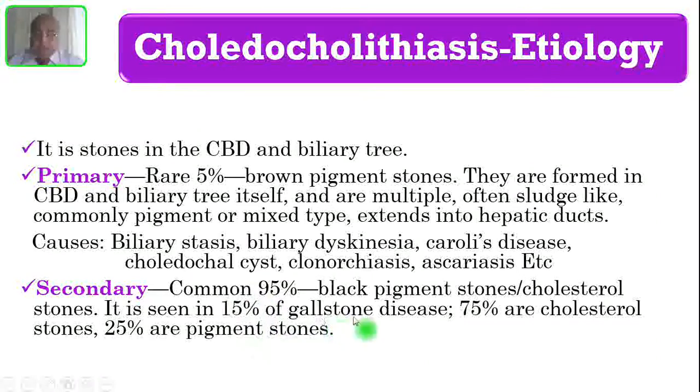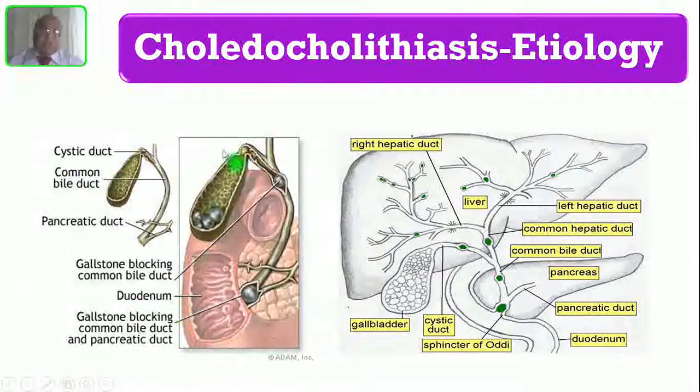15% of the gallstone patients will have common bile duct stone also. 75% of the CBD stones are cholesterol stone, whereas 25% are pigment stones. So here you are seeing two pictures. Here you are seeing the secondary type where you are having stone in the gallbladder as well as in the common bile duct. This is the proximal part of the common bile duct. This is the distal part of the common bile duct.